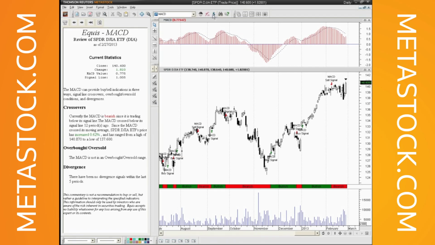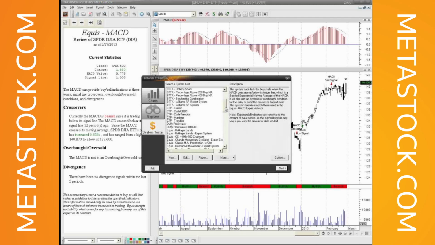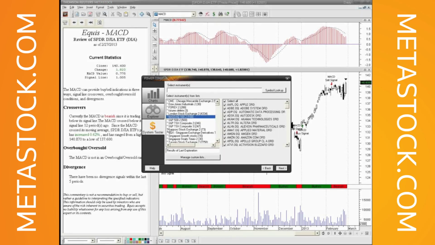I'm going to go ahead and run our enhanced system tester here. To do that, I'm just going to click on our dollar sign. Now again, it's going to give us a list of different methods that we can test. I'm going to come down to the MACD expert system. To run the test, I just select next. I'd select a group of stocks that I wanted to test. I can test more than one at a time if I want to. In this case, I ran a test against the whole NASDAQ 100. I can go ahead and click on next.